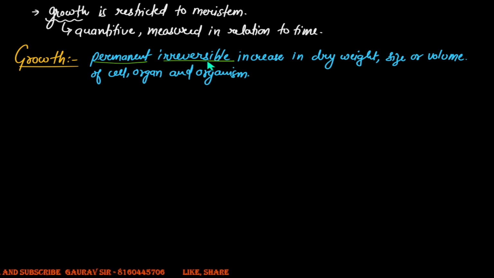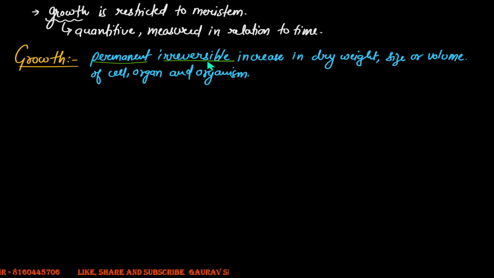Now I would need you to highlight these two words, permanent and irreversible. Once the growth has taken place, once the size of the cell is increased, it would not lessen unless there are some physiological deformities with the cell. It's an irreversible process. That means growth cannot turn into degrowth. Once the size of the plant has increased, naturally you cannot decrease that size.